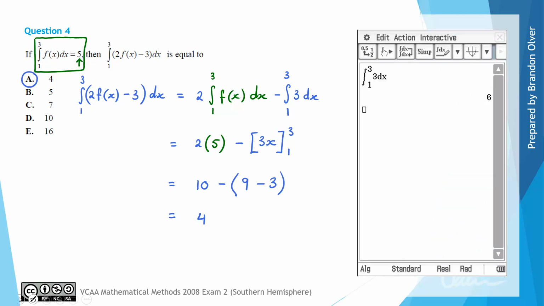The bit that could be done with the calculator was finding the integral from 1 to 3 of 3 dx, which equals 6. So this number here that we just found is equivalent to that line of working where 9 minus 3 is equal to 6. So that's where you could have used a calculator to help if you wanted to.